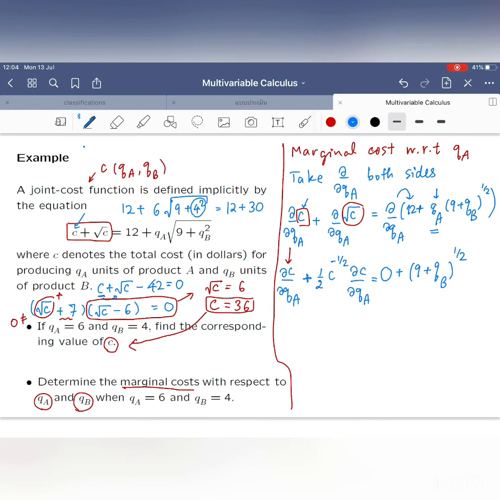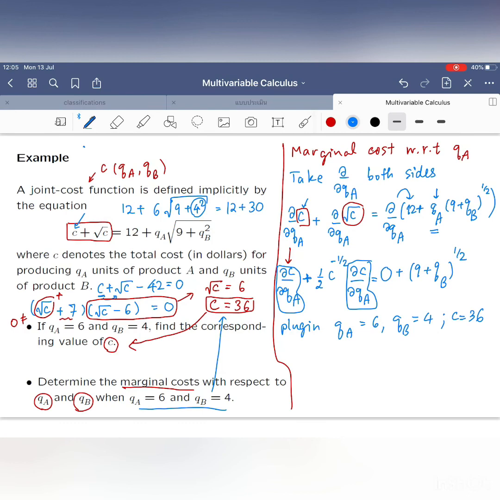So you have this, but you need this quantity, right? Because these two things are the marginal cost with respect to QA, and you need it when your QA is 6 and QB is 4. We just know that if your QA is 6 and QB is 4, then the cost is 36. So you are going to plug in QA to be 6, QB to be 4, and C to be 36, as we calculated.